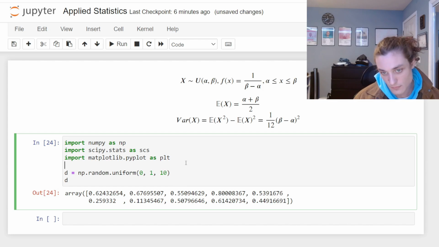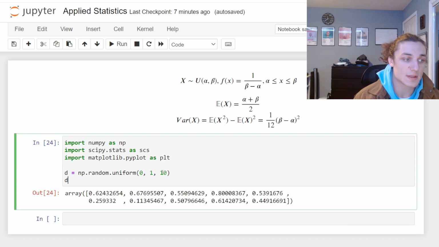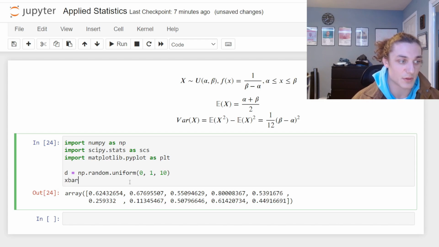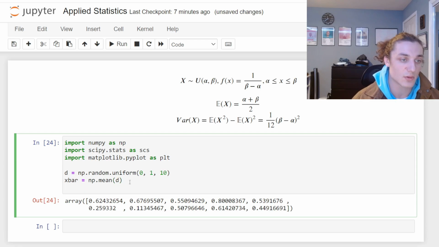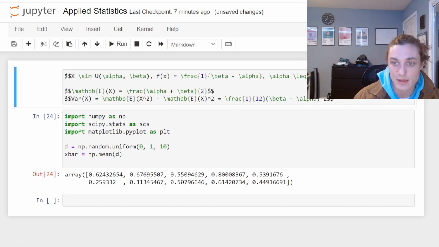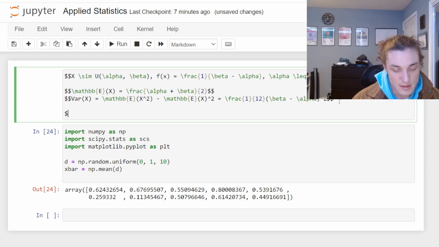Okay. Alrighty. So for starters, we can compute a sample average. Let's say I have 10 draws from a uniform distribution. I can create a sample average x bar, it's going to be np.mean of d. Then I can also create the sample variance.